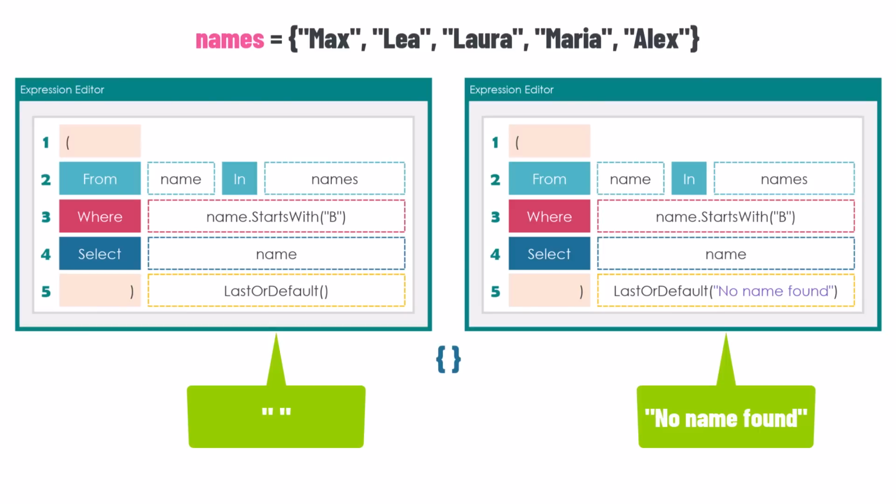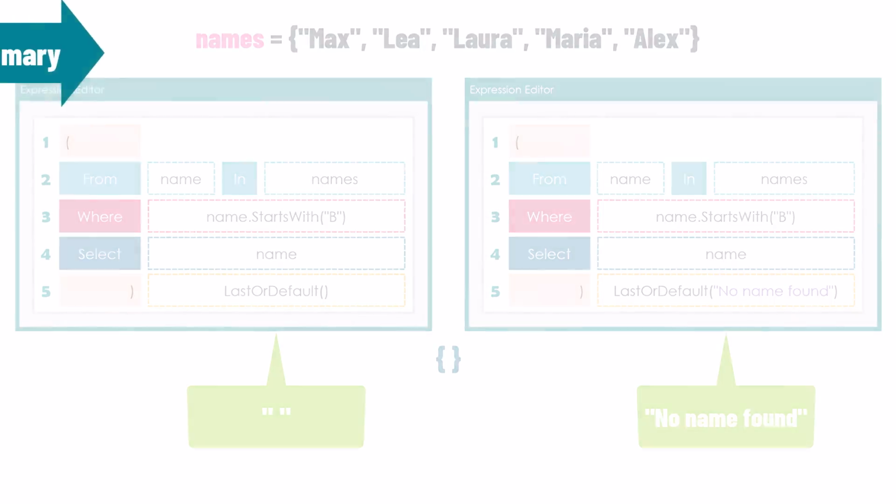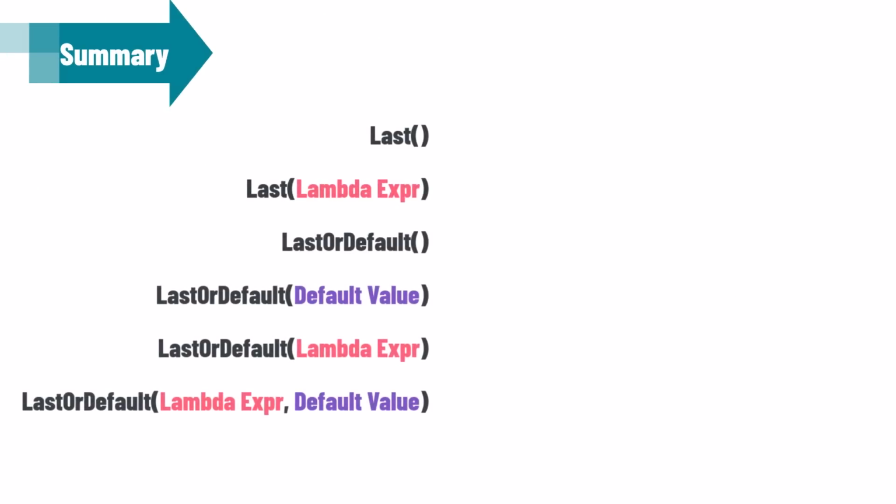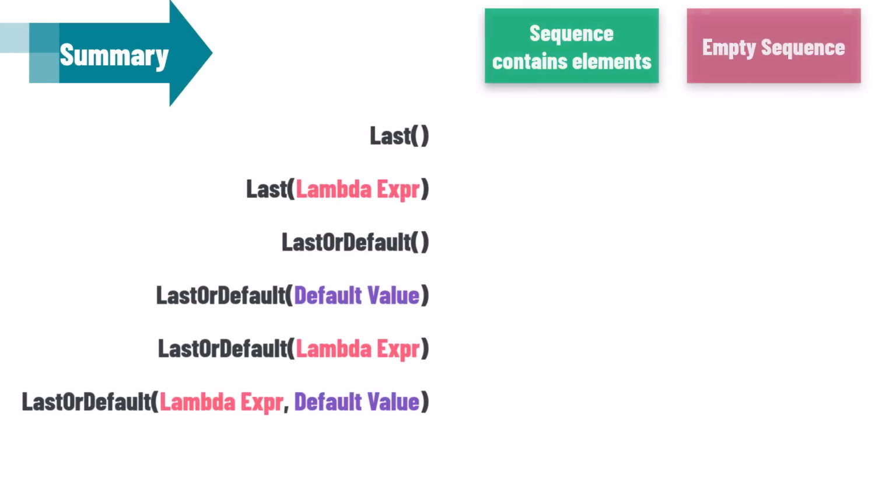As mentioned, Last and LastOrDefault methods can be used exactly the same as First and FirstOrDefault methods. So, no need to explain these methods anymore. Before ending this video, let's summarize both methods again. I added the 6 overloads on the left side. Here I added both scenarios, either the sequence contains elements, or the sequence is empty. Let's check the result of each overload in both scenarios.